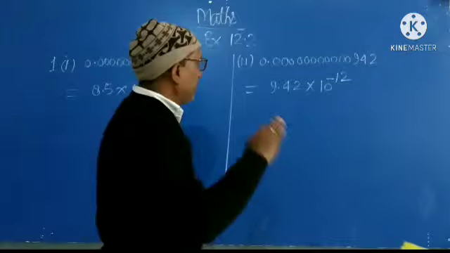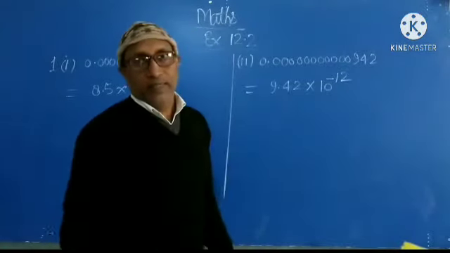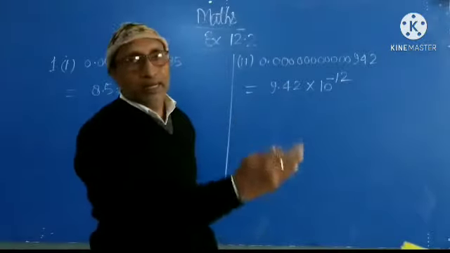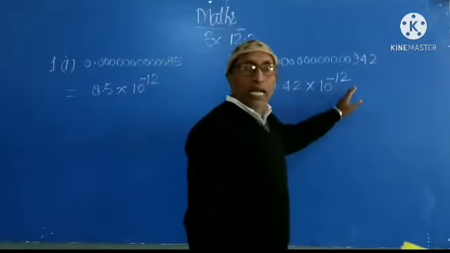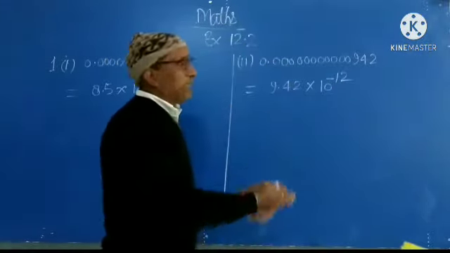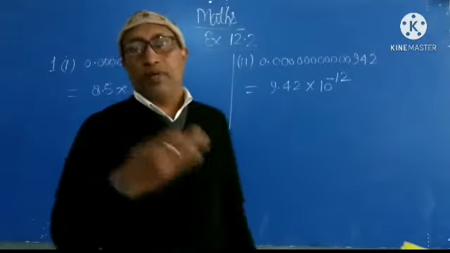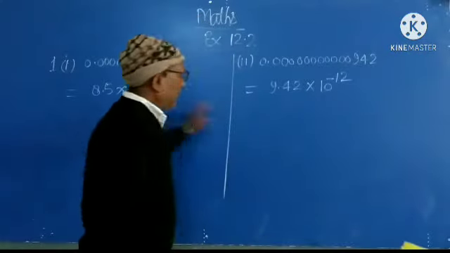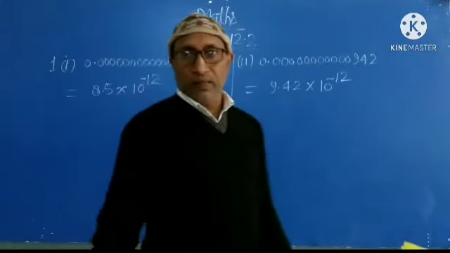The number of digits you shift the decimal place is the value of n. If you shift the decimal place to the right, that value is negative, and when you shift the decimal place to the left, that value is positive. This is your standard form of this and this. Okay.